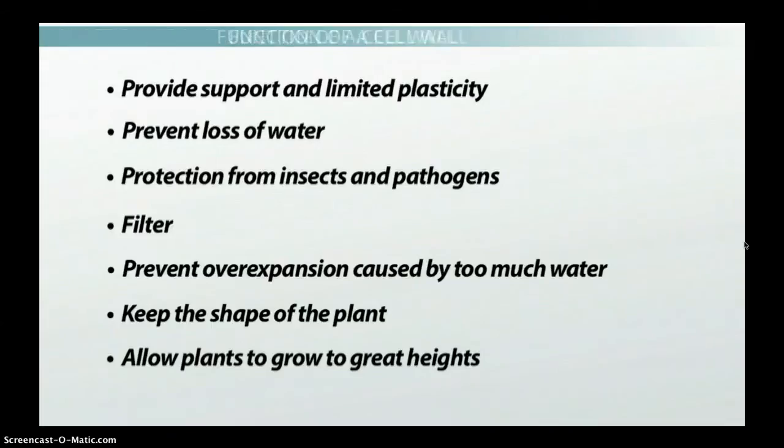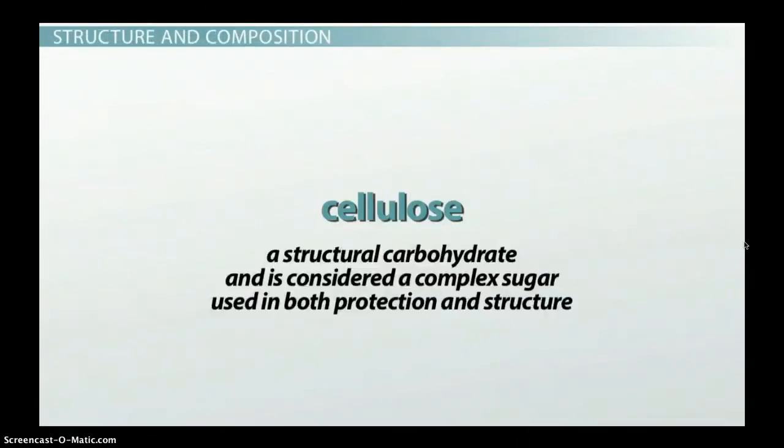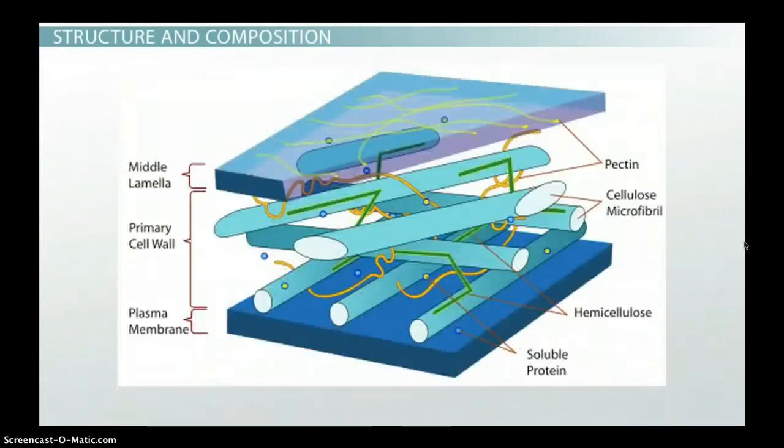The plant cell wall is composed of cellulose. Cellulose is a structural carbohydrate and is considered a complex sugar because it is used in both protection and structure. The plant cell wall consists of 3 layers. Each layer has its own unique structure and function. The layers may vary depending on the type of plant and its needs.